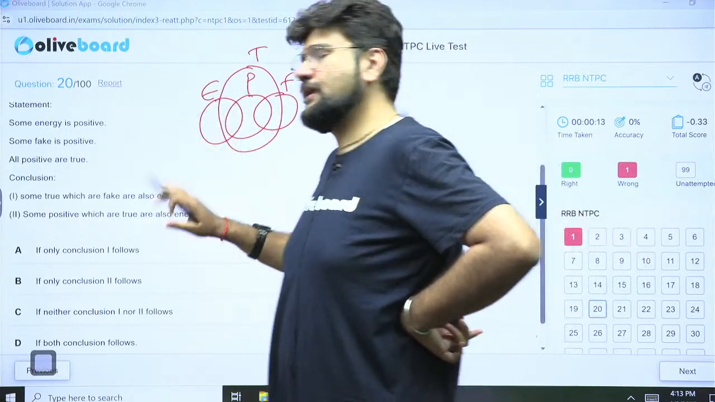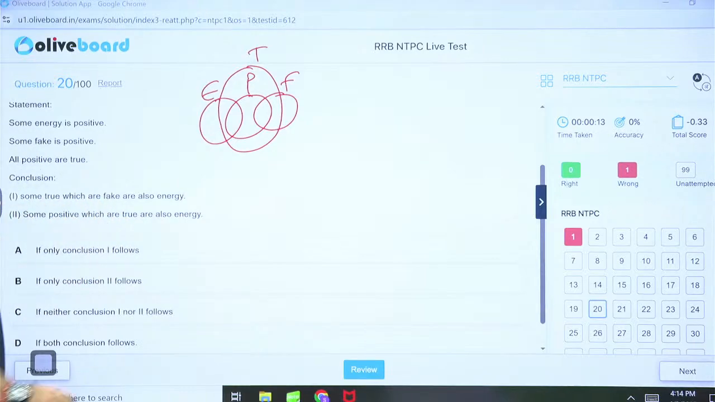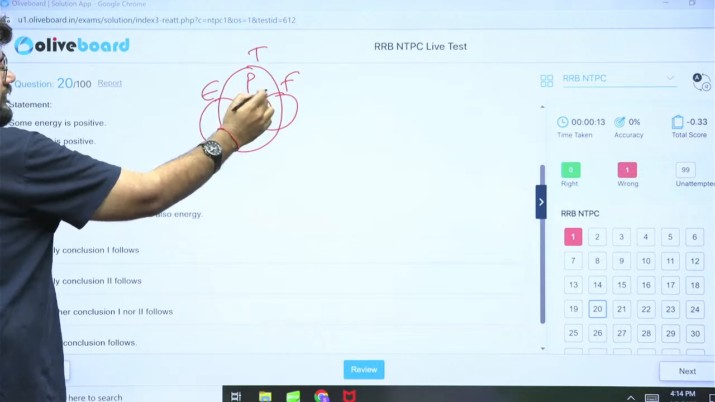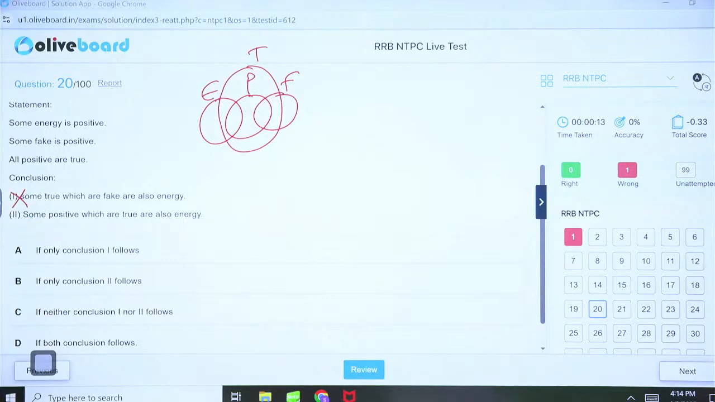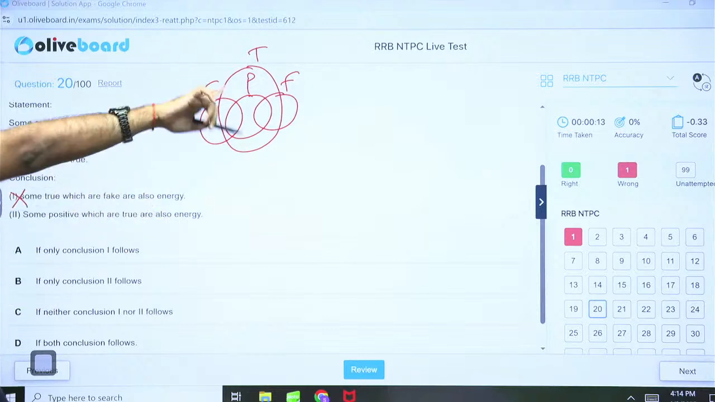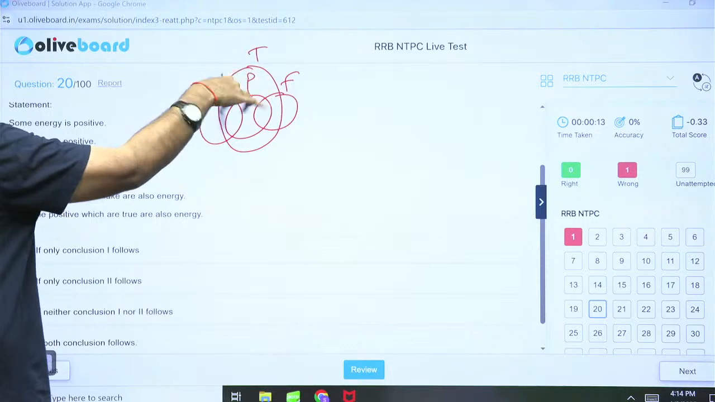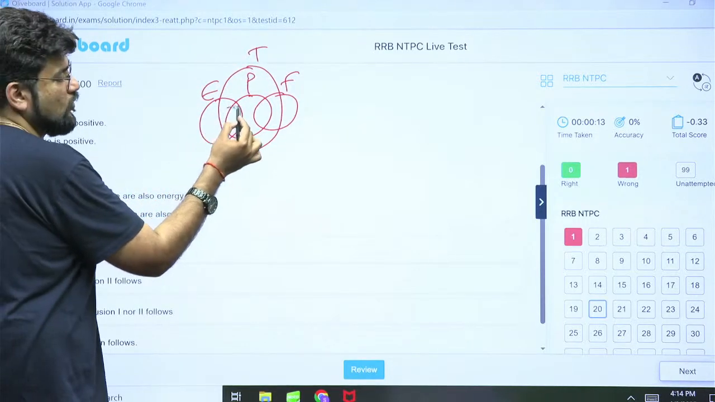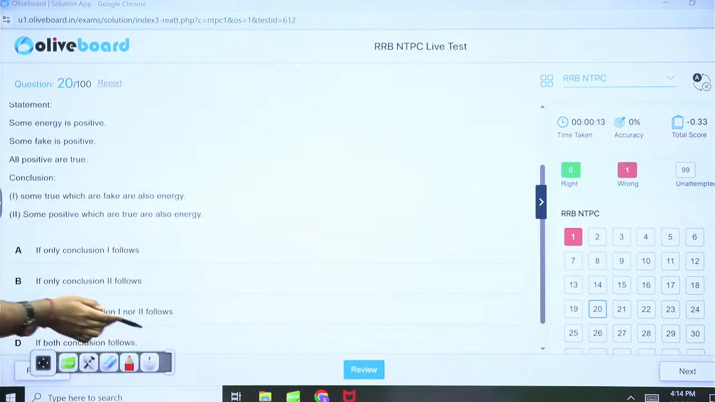These ones will always be done by simple English. After drawing your minimum possible Venn diagram, just look at it in the form of simple English. Some true which are fake, that is this region, will also be energy, not necessary. So this is not a definite conclusion. If they said some true which are fake may also be energy, then it would have been correct. Next, some positive which are true are also energy. They are talking about this region. Is it true? Yes, it is definitely true. So conclusion 2 follows. So option B is the right answer.